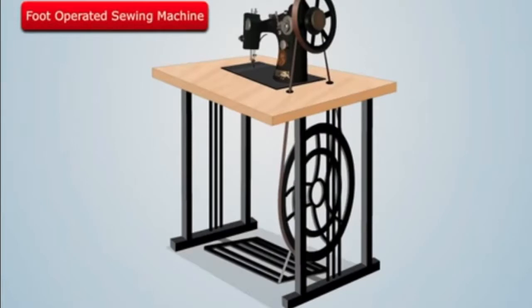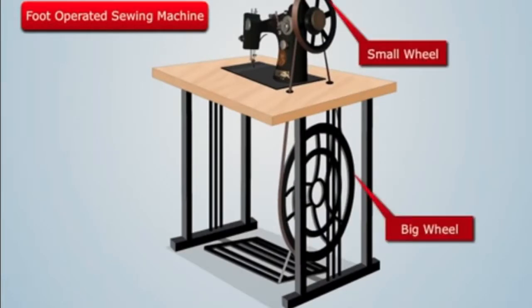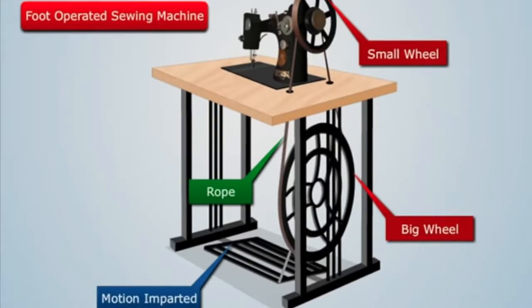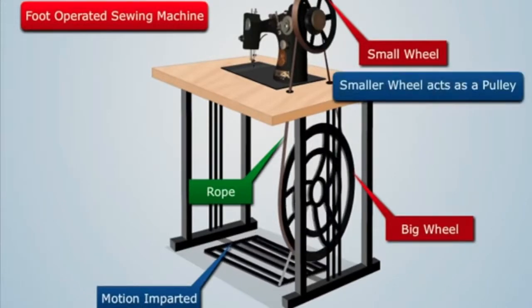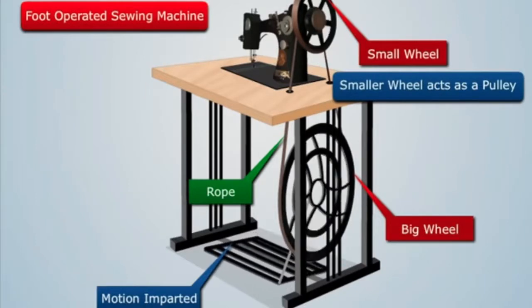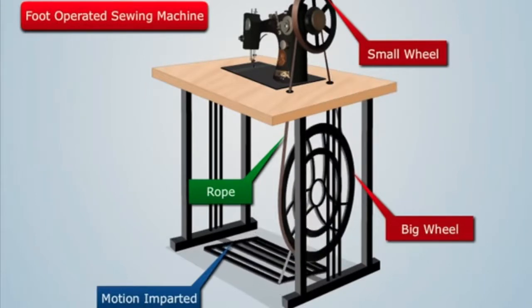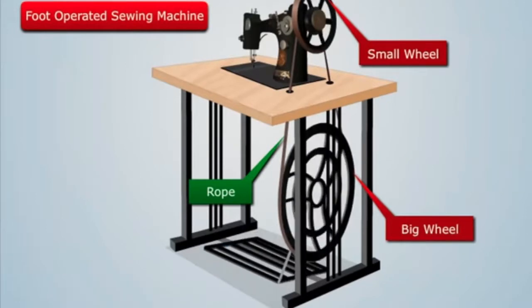Other applications that use flywheels include sewing machines. As a force is given to the bottom pedal, the flywheel rotates, while the small wheel works as a pulley. Even when force is not exerted to the foot pedal, the large wheel works as the flywheel and continues rotating through the inertia of the flywheel.